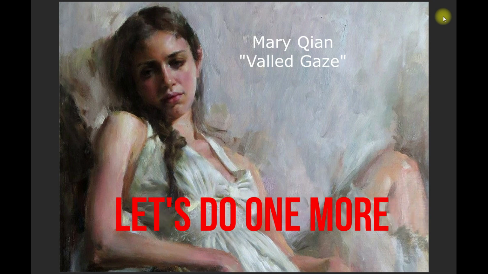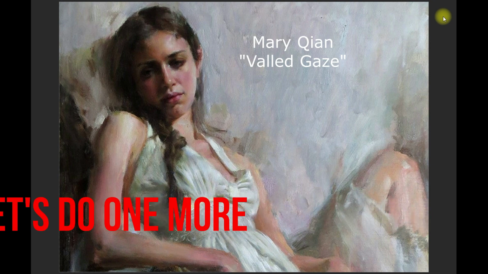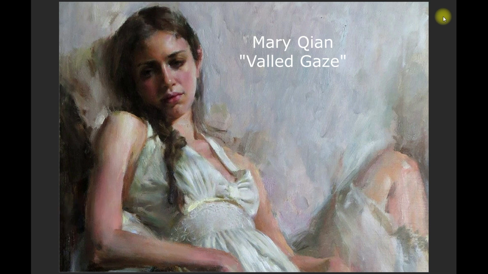So let's take a look at this beautiful painting by modern master Mary Qian. It's called Veiled Gaze. This is a beautiful example of all three of our edges. We've got a beautiful lost edge here where the side of the face is moving into the shadow of the hair. You can't distinguish between the cheek and the hairline there. They just blend together. The values are the same, so that's a lost edge.